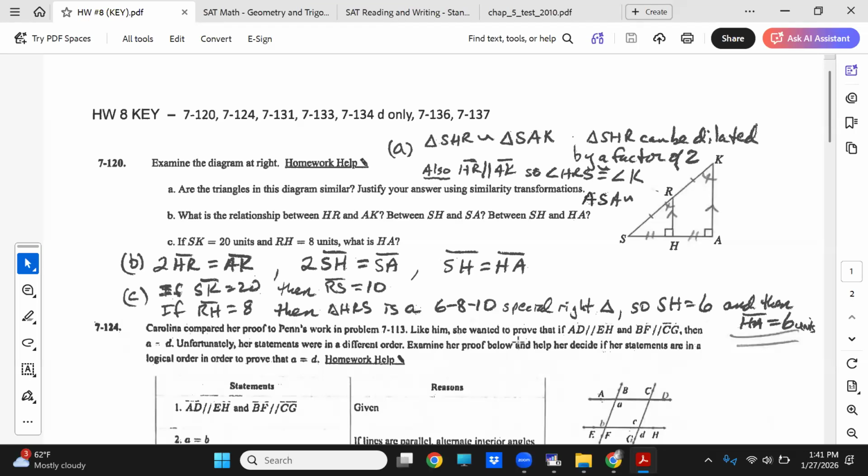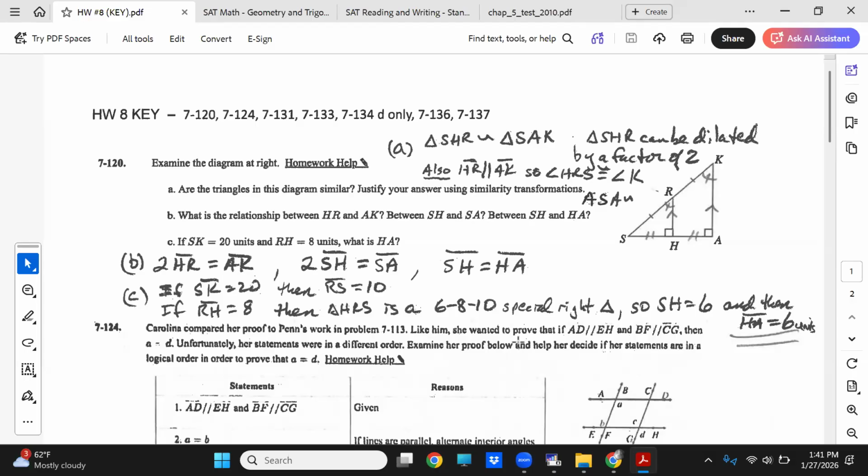Of course they'll be, because the sides are proportional. Like SR is half of SK. SH will be half of SA. Therefore, HR is half of AK. And also you have right angles, right? And they share angles. So you totally could get away with angle-angle similarity to prove it.